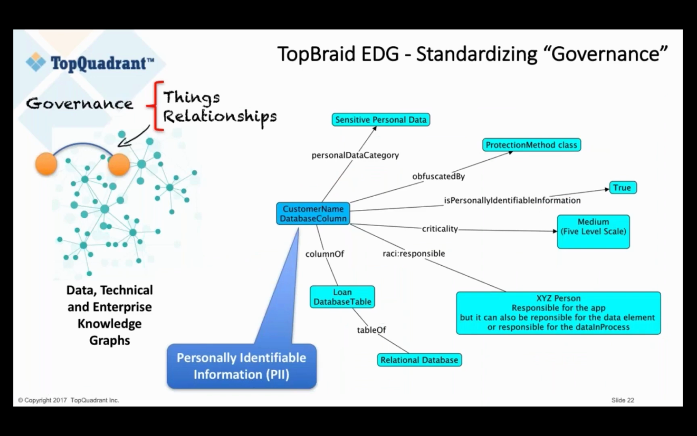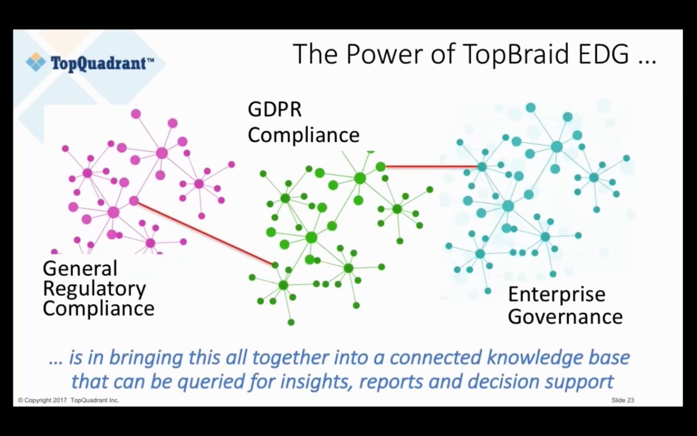Finally, you've seen two graphs. In this third graph, a governance graph, we represent the relationships necessary to connect your own enterprise information, processes, policies, and resources to the various regulatory and GDPR graphs. And so what that looks like is that we use the power of TopBraid Edge to bring all of this together into a connected knowledge base that can be queried for insights, reports, and decision support.